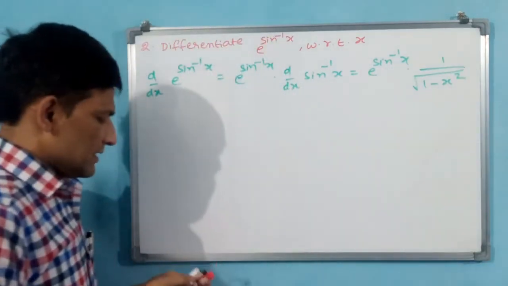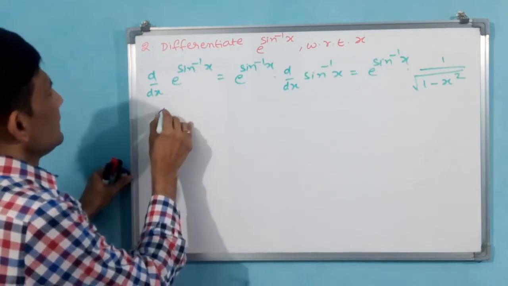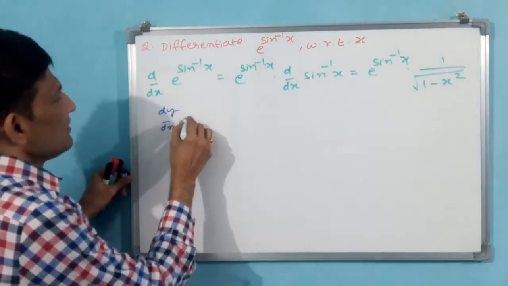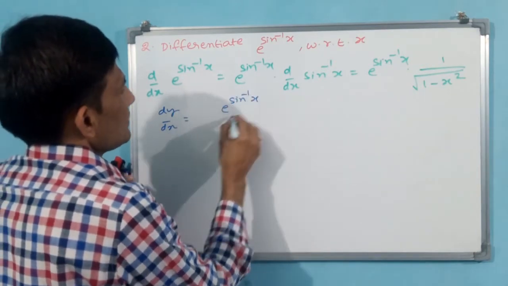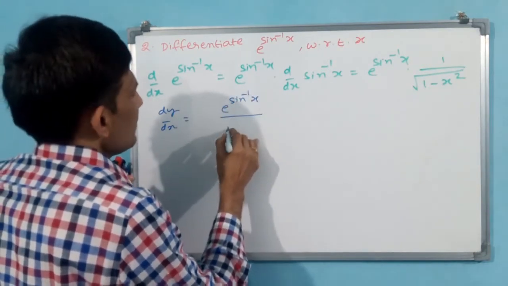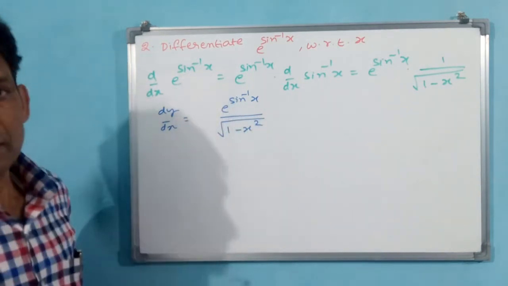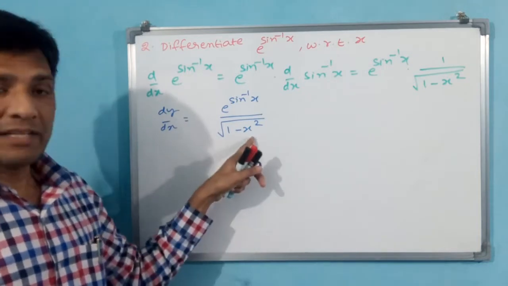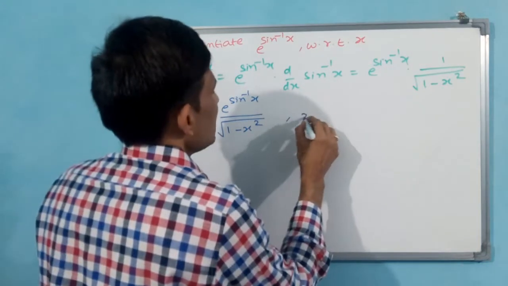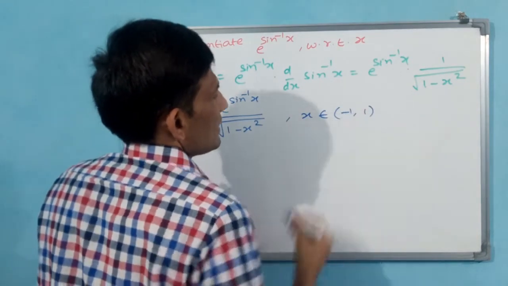Okay. Finally, what are you going to write? You are going to write like this. dy by dx is equal to e power sin inverse x divided by the square root of 1 minus x square. Is it okay? Is this the final answer? Yes. But what do you have to write? Domain. Yes. Why? Because x you cannot give whatever you want. x should be between minus 1 and 1. That's all.